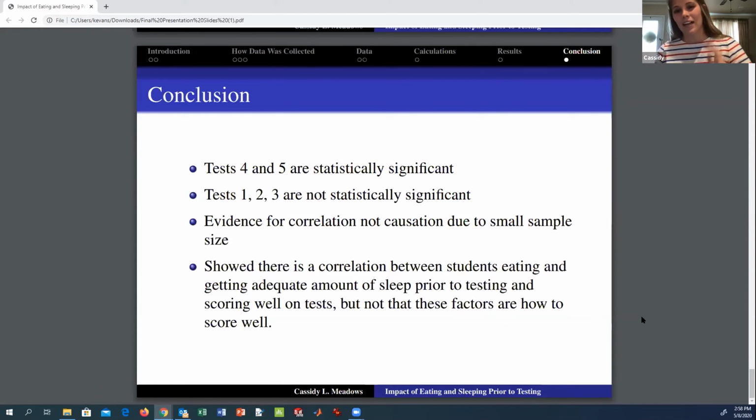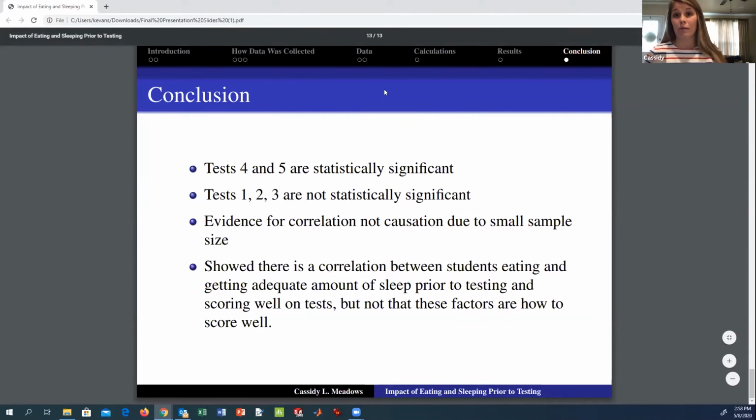And so that's exactly what I had to realize, is that I'm showing the correlation between students eating and getting an adequate amount of sleep prior to testing and scoring well on tests, but not that these factors alone are how to score well. I say this because, like I mentioned at the beginning, there are other factors in students' lives that I can't go there. And so it's really hard to consider other factors.